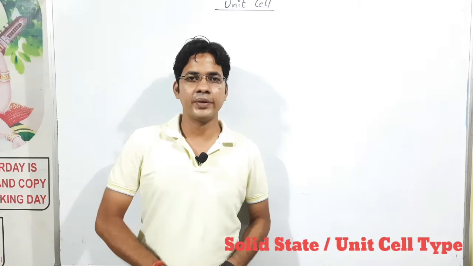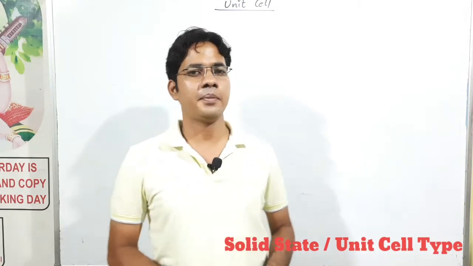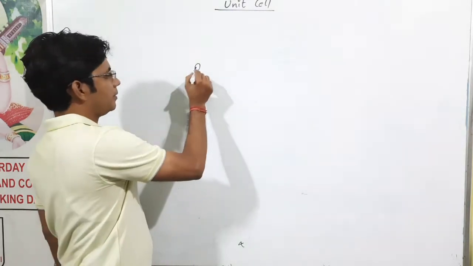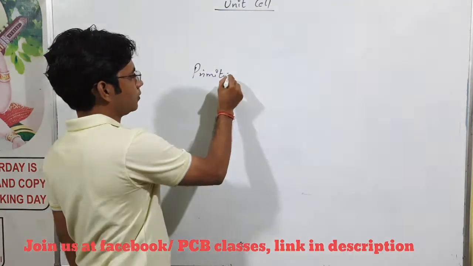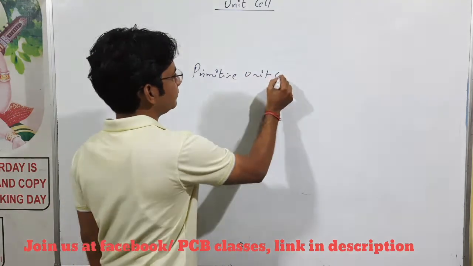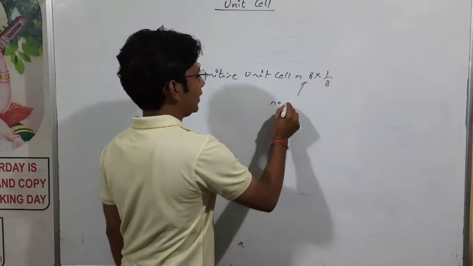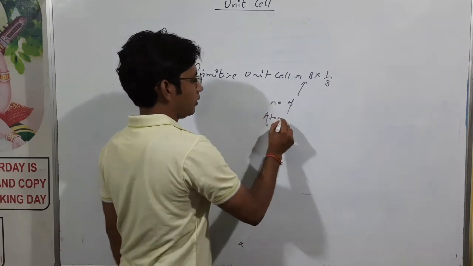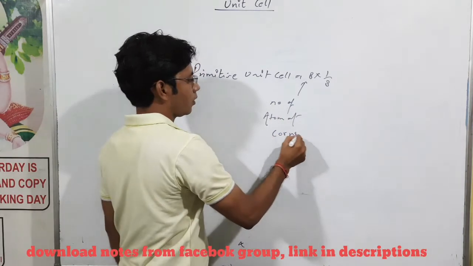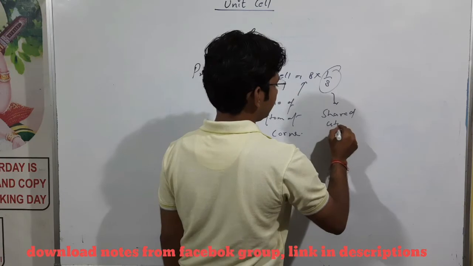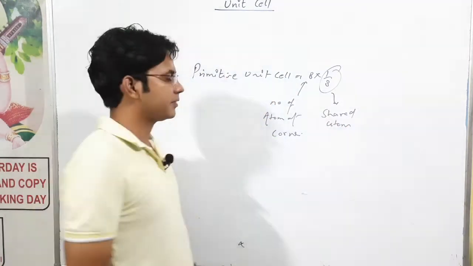Hello students, in this third video we will discuss further the types of unit cell. In the previous video we covered the primitive unit cell, and just for recalling, in the primitive unit cell the number of atoms was 8 into 1 by 8. 8 was the number of atoms at the corner, and this 1 upon 8 was the shared atom. For further detail you can move to the previous video.